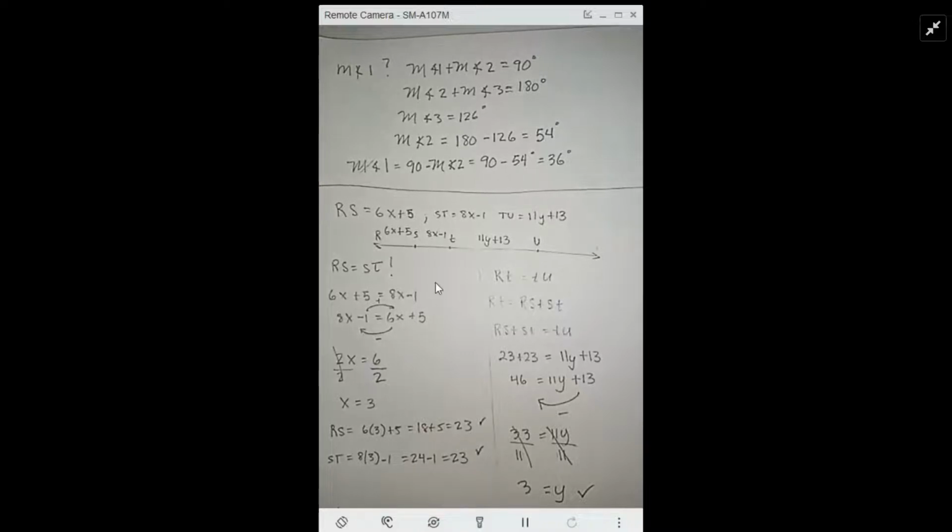Now we need to show that RT equals TU because T is the midpoint of RU. RT equals TU. We're going to substitute in values by the substitution property. RT equals RS plus ST. RS plus ST equals TU.